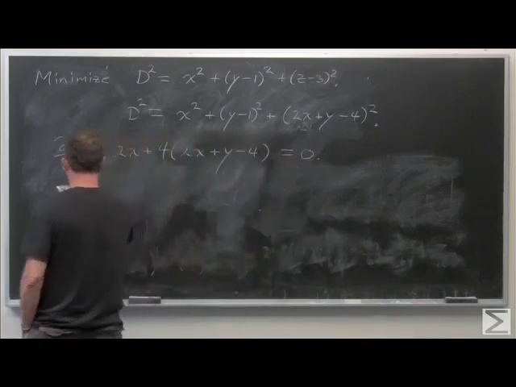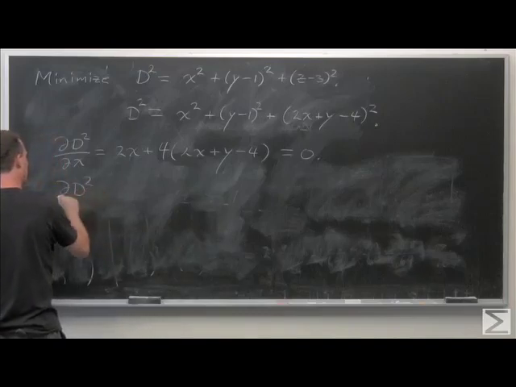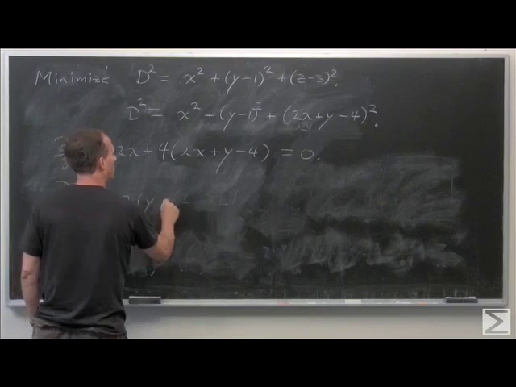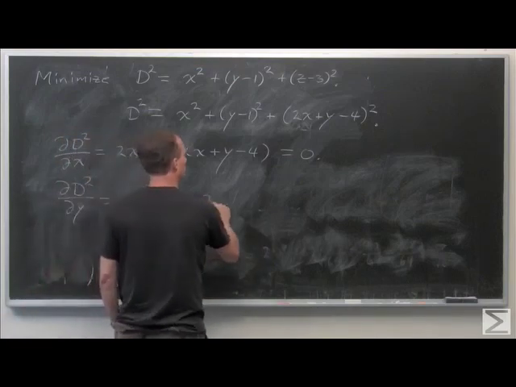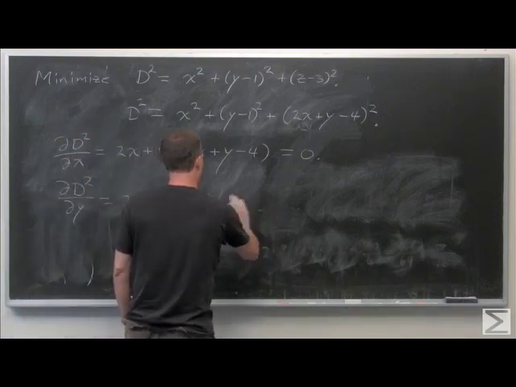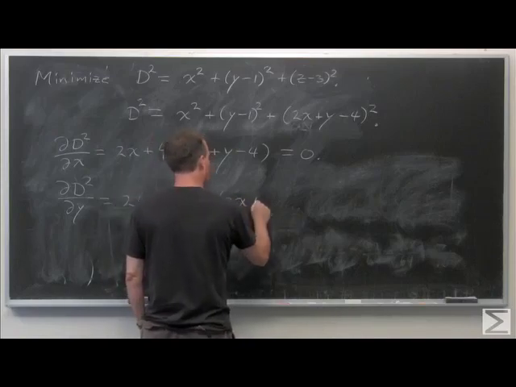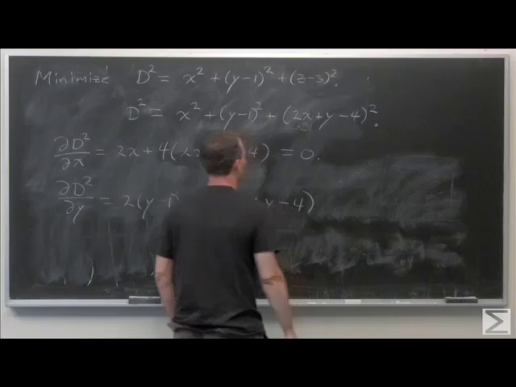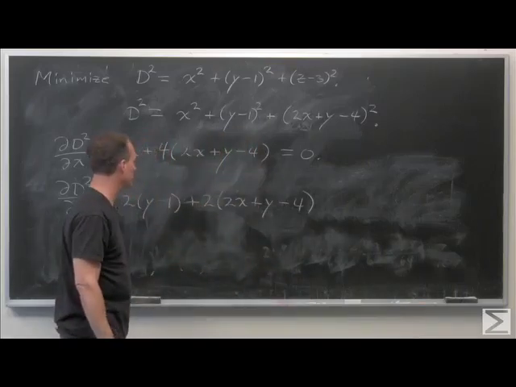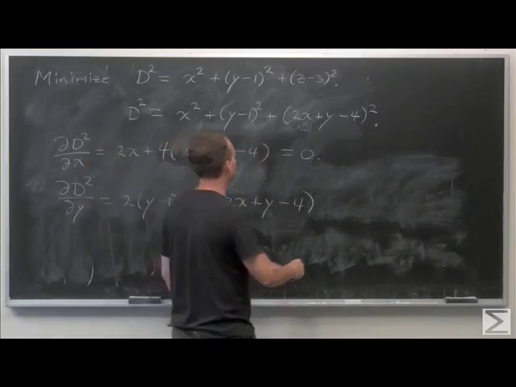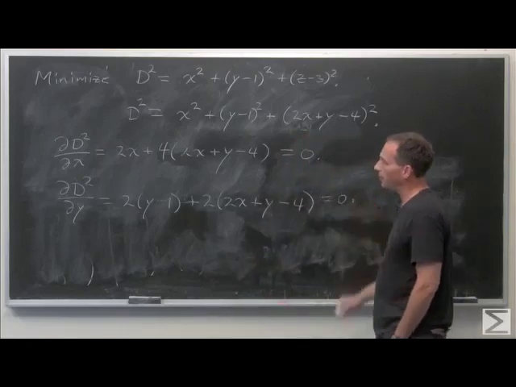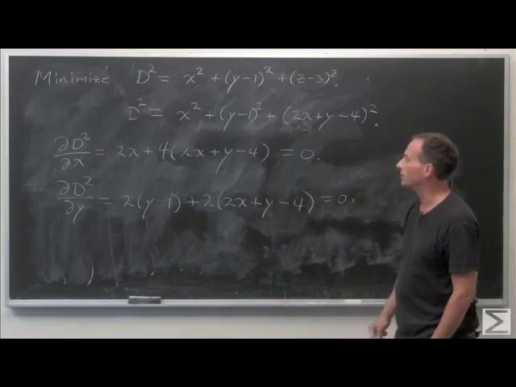And at the same time, we need to set the partial with respect to y equal to 0. And that is 2 times y minus 1 plus 2 times 2x plus y minus 4. And then with respect to y, we don't get anything extra from the chain rule. So we need both of these set equal to 0 at the same time, and then we need to solve simultaneously.